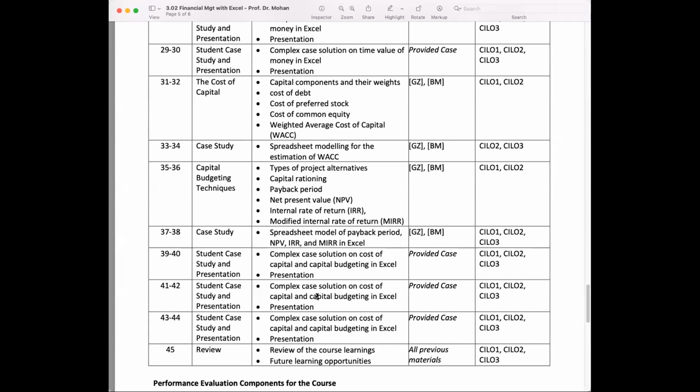So have you understood what we are going to do today? Yes, sir. Okay, that's great. So let's start with the capital budgeting techniques.